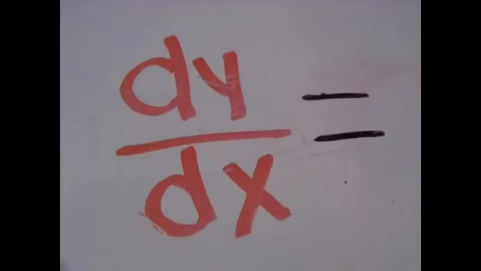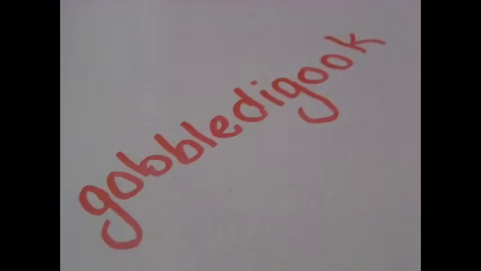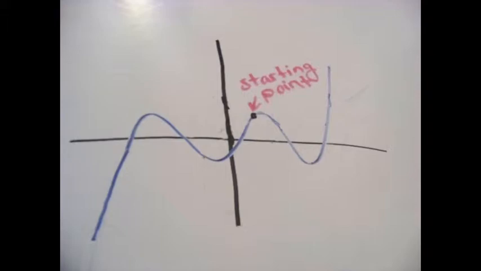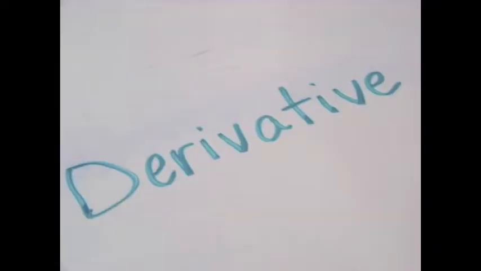dy dx equals, but on the other side you have a bunch of stuff like lightning bolts and kitty cats and other crazy gobbledygook that you cannot integrate. So let's recap. You have a curve, you have a starting point, which is a point that you know, you have an end goal, the point you're trying to find, and you have the derivative.